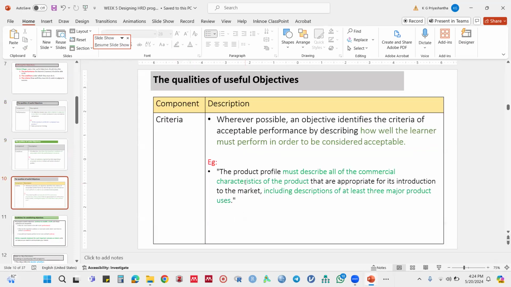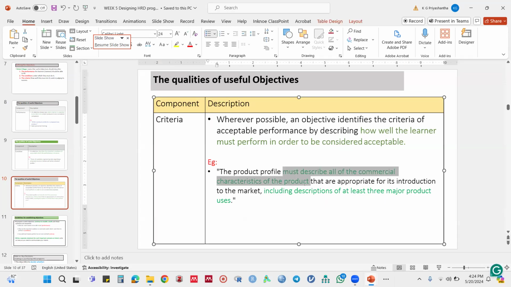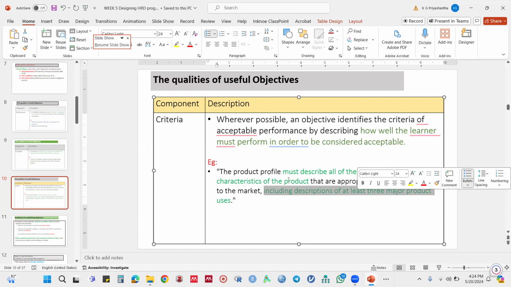And the criteria: simply, the product profile must describe all the commercial characteristics of the product that are appropriate for its introduction to the market, including descriptions of at least three major product uses. Right? So these green highlighted areas are simply the criteria that must be included in an objective, right?